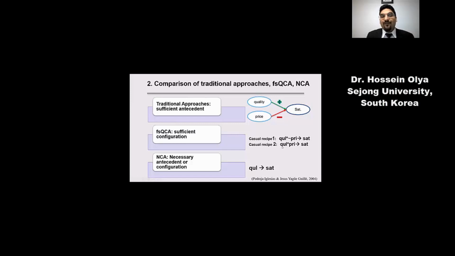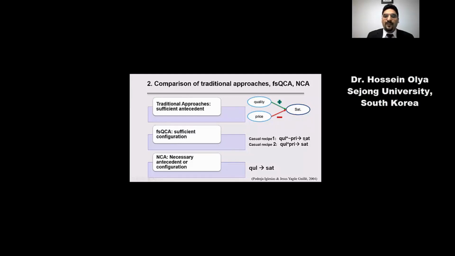But still we have more conditions. Maybe we have other people that have another view. Look at the second causal recipe. We call it a recipe. Why? Because we consider the factors as ingredients of this configuration. So we call it a recipe. So we have two recipes that lead to the satisfaction of the customers.